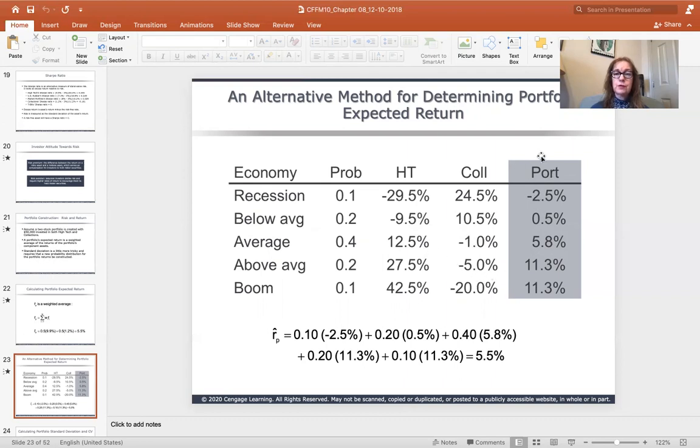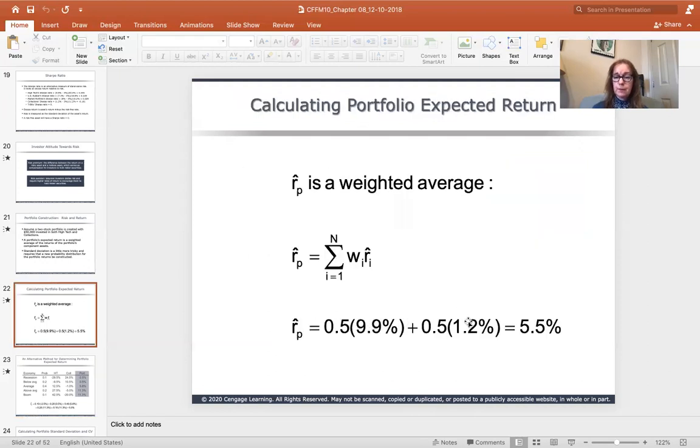If we had this 50-50 portfolio, and we had a recession, we would make negative 2.5%. We've just taken the average of these two numbers, 24.5 plus a negative 29.5 divided by 2. Find the average of these two, it's negative 2.5, and so forth. Now here they're just showing you another way to get the expected return. If you calculate a weighted average of these returns for the portfolio, you would get the 5.5% expected return. But it's just easier to do it this way.